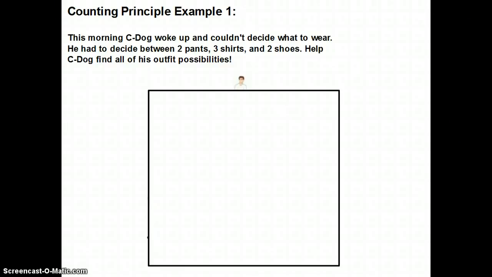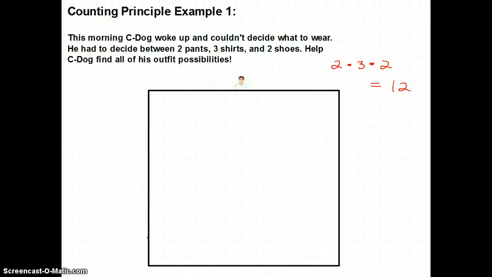This morning, Sea-Dog woke up and couldn't decide what to wear. He had to decide between 2 pants, 3 shirts, and 2 shoes. Help Sea-Dog find all of his outfit possibilities. Well, according to the fundamental counting principle, the number of pants he has times the number of shirts he has times the number of shoes he has will determine how many different outfit possibilities he has, which is 12. And that is true.